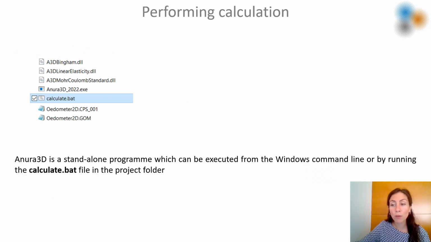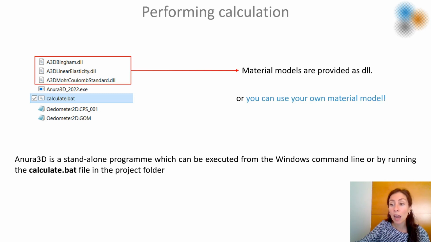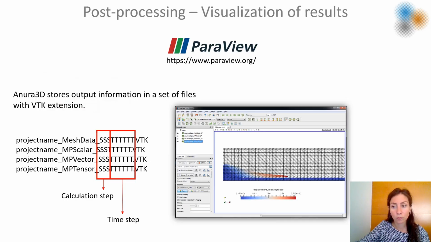The calculation can be run from the project folder, in which are included the material model libraries, including the DLL of your own material model, the executable, and the GOM and the CPS text files. Anura3D can be executed from the Windows command line or by running the calculate.bat file in the project folder.